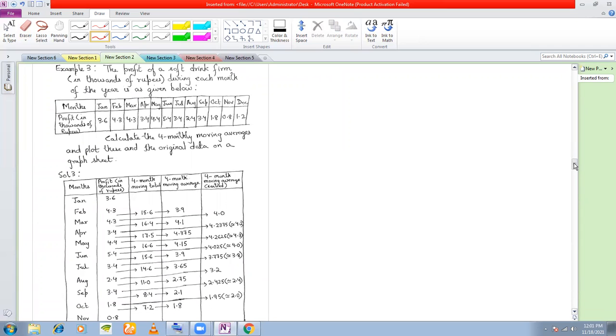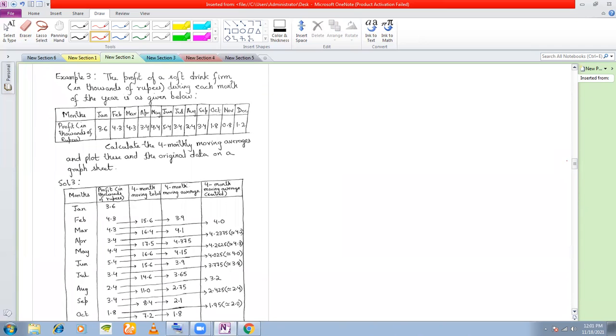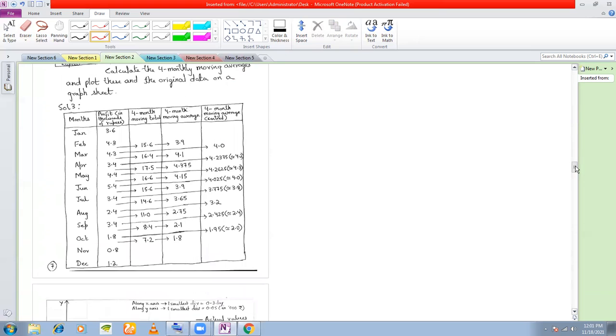Let's see one example here. The profit of a soft drink firm during each month of the year is given below. In January they made a profit of 3.6 thousand rupees, Feb 4.3, and so on. Now they want to check whether the profit is an increasing trend or a decreasing trend, taking a 4-month moving average. Now how do you calculate? 4 is even, right? So even means there will be 2 centers, isn't it?